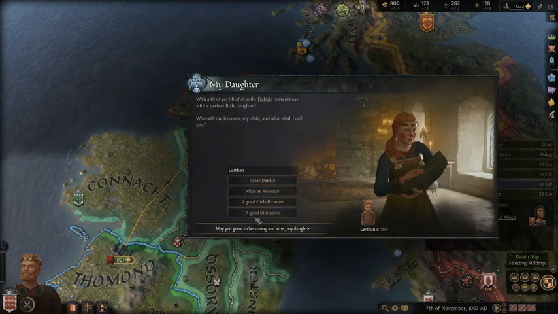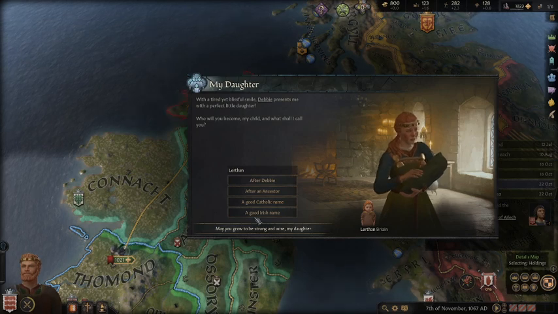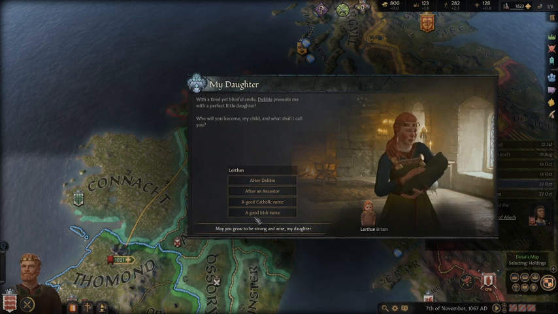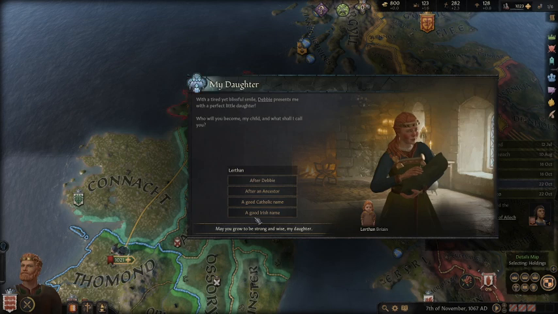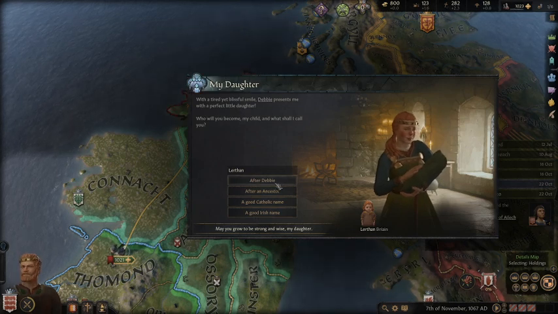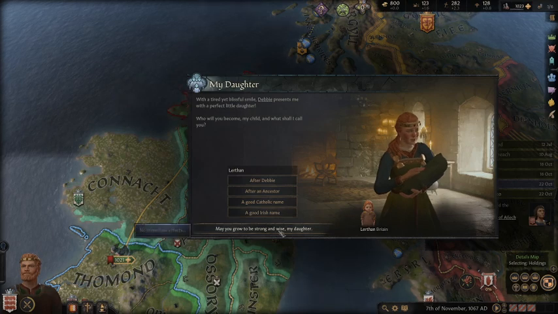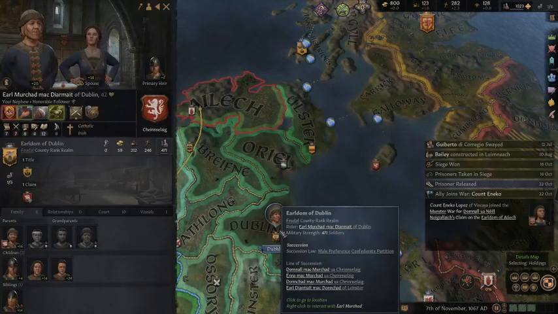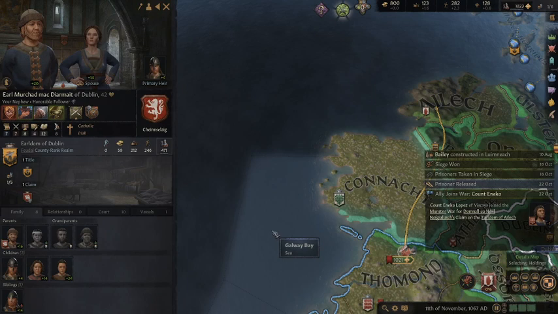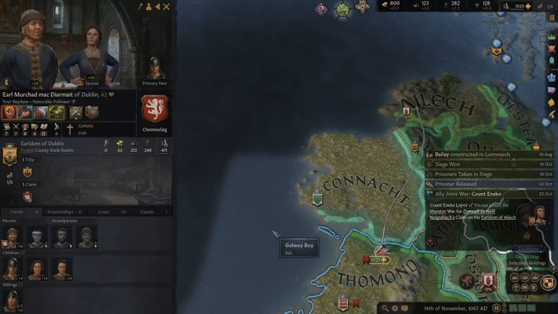My daughter. With a tired, arrogant, blissful smile, Debbie presents me with a perfect little daughter. Who will you become, my child? What shall I call you? I can go with Lirthen, name her Debbie, name her after an ancestor, give her a good Catholic name, or a good Irish name. Lirthen is a fine name, I guess.